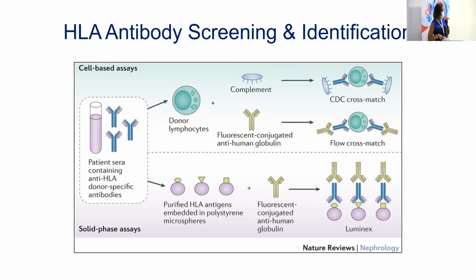And then there are solid phase assays. There are ELISA-based assays, but those are not preferable. What's preferable is these assays where they have purified HLA antigens adsorbed onto polystyrene beads, and then the rest of the testing is the same. So incubate this with the patient sera, the recipient sera, allow for binding, add your fluorescent labeled secondary antibody. So this is anti-human globulin. It's an antibody against human antibody, so it will bind onto that complex.